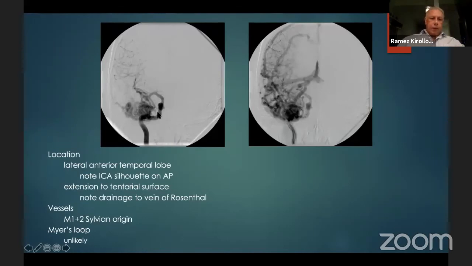And again, if you look at the AP silhouette, if it was in the uncus, it would be extending medial to the carotid, but it's all lateral. So we know it is a lateral basal anterior temporal AVM by just looking at the angiogram. I'm not telling you not to do an MRI scan, but there is a wealth of information by studying the vessels, and you know that to get proximal control of these arteries or to find them, you will open the Sylvian fissure.